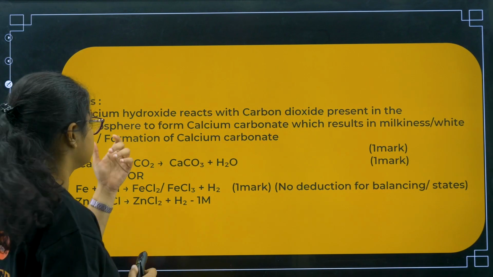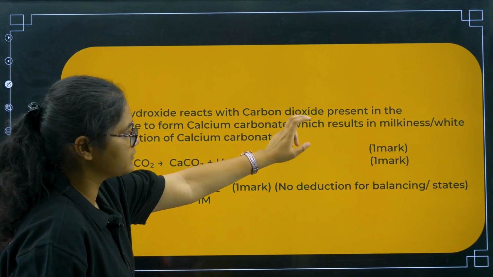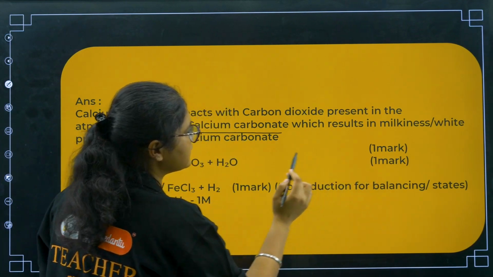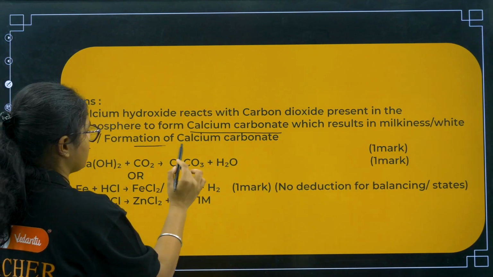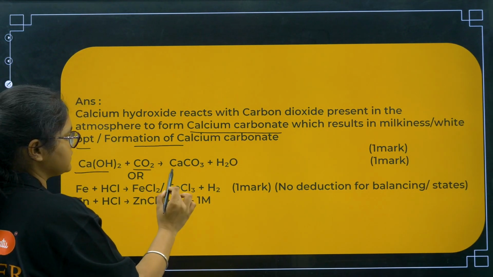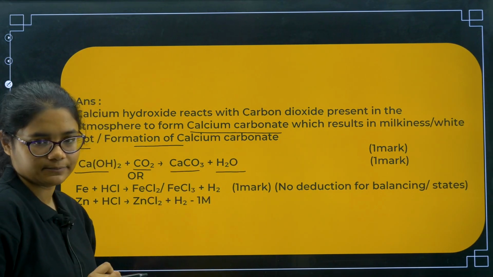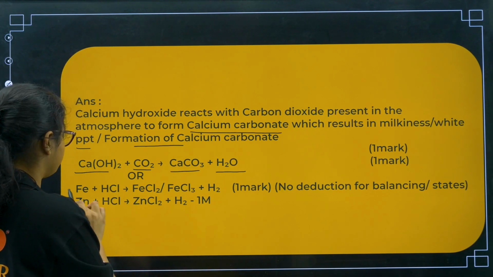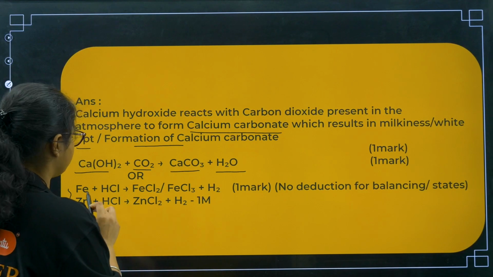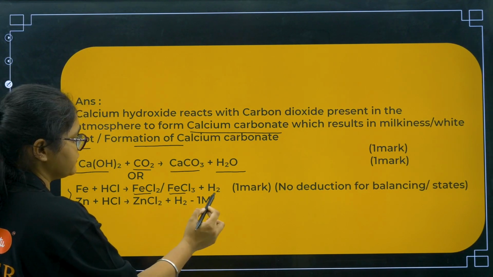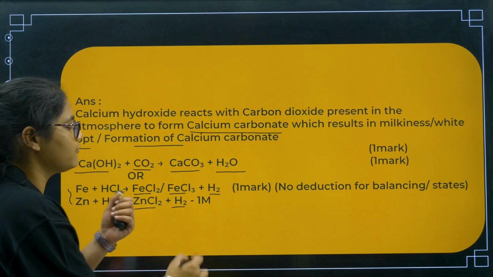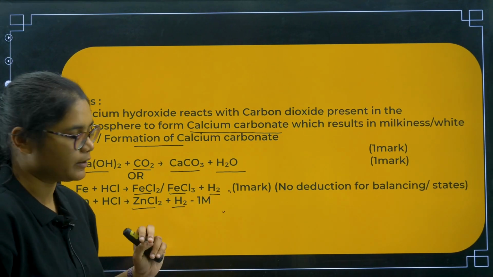Now calcium hydroxide reacts with carbon dioxide present in the atmosphere to form calcium carbonate, which results in the milkiness or white precipitate formation. That is the first thing. Reaction: calcium hydroxide plus carbon dioxide will give you calcium carbonate plus water. Next, Fe and Zn are both correct. So you can write Fe plus HCl gives FeCl2 or FeCl3 plus H2. Zn plus HCl will give you ZnCl2 plus H2. So you have to write both the reactions and get 2 marks here.